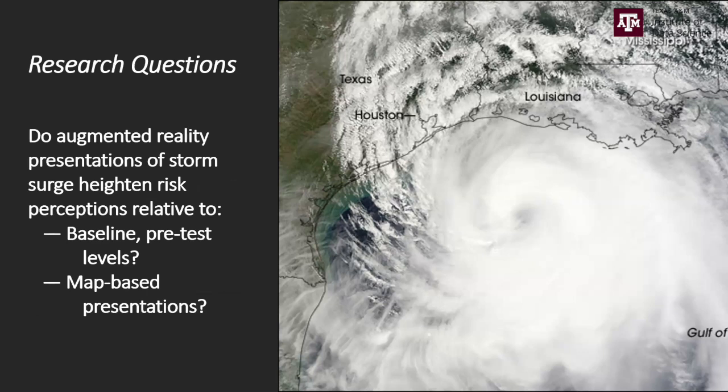So the way I operationalized that big question in my study for the Wikitude tool was I asked whether augmented reality presentations of storm surge heighten risk perceptions relative to baseline pretest levels, and then also map-based representations.